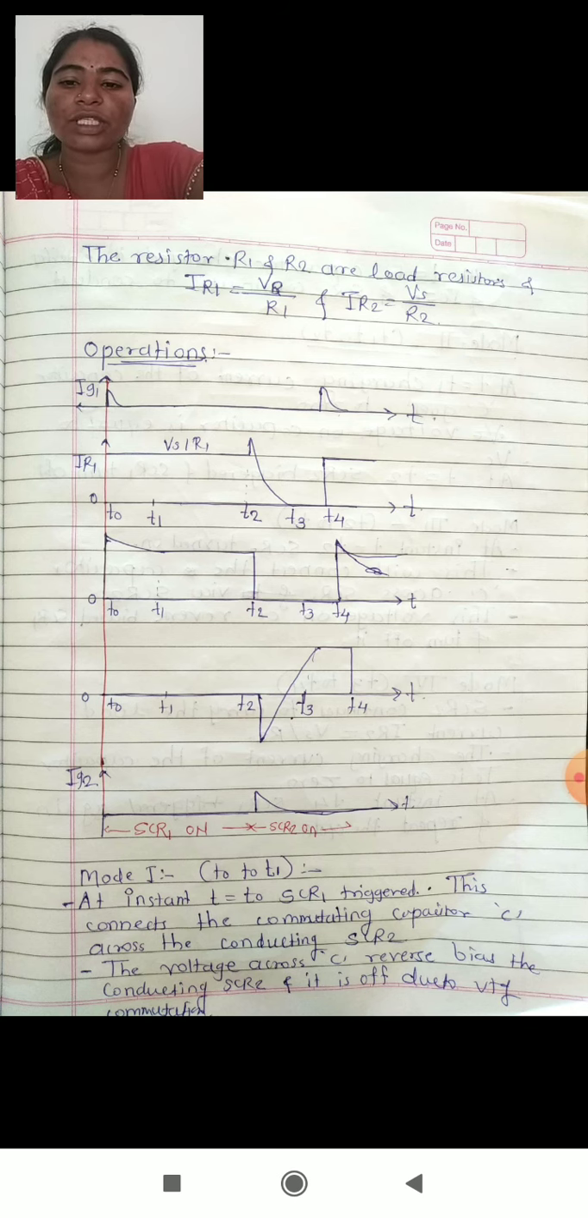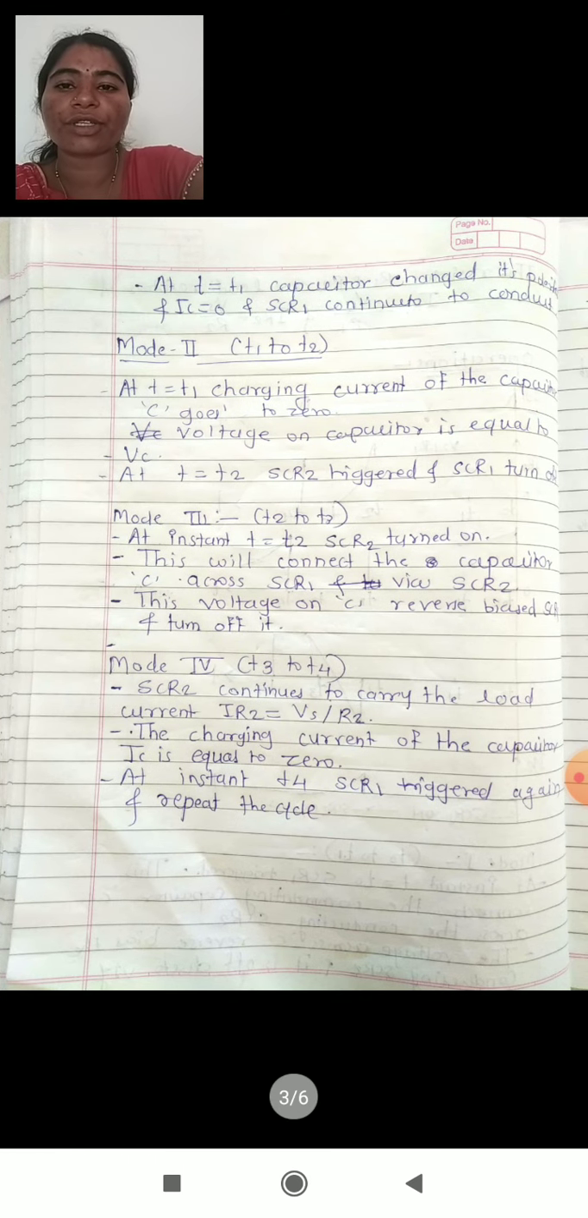Also gate pulse 2 is given. Mode 1 operates from instant T0 to T1. At the first instant, the gate pulse is applied. At T equals T0, SCR1 has been given the gate pulse, hence only SCR1 gets triggered. This connects the capacitor C across the conducting SCR2. The voltage across the capacitor reverse biases the conducting SCR2 and it turns off due to voltage commutation. Only SCR1 is conducting in mode 1.